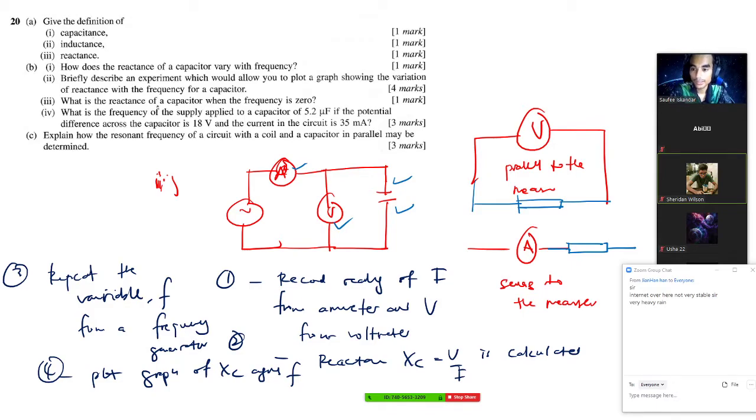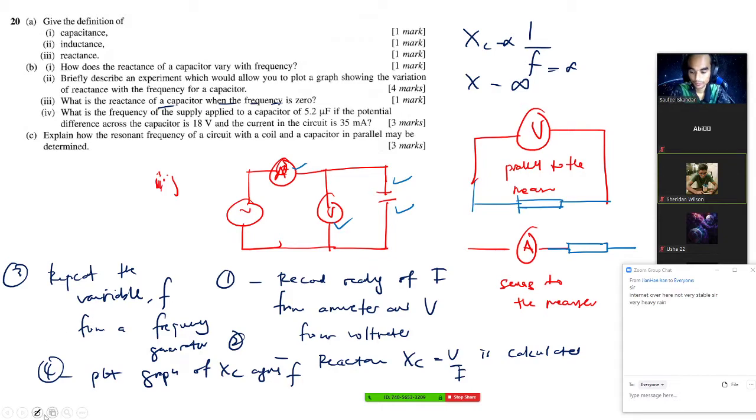What is the reactance of a capacitor when the frequency is zero? If frequency is zero, reactance will be infinity. You see that Xc is inversely proportional to f, so if f equals zero, Xc will be infinity.